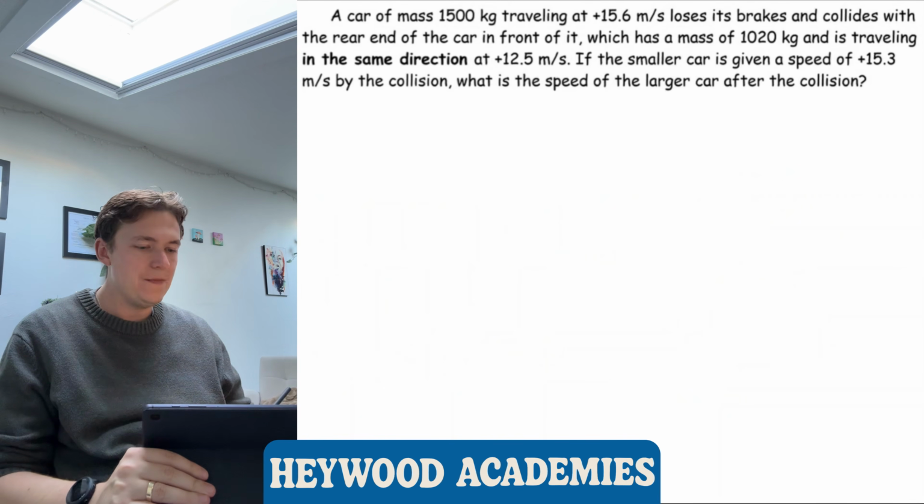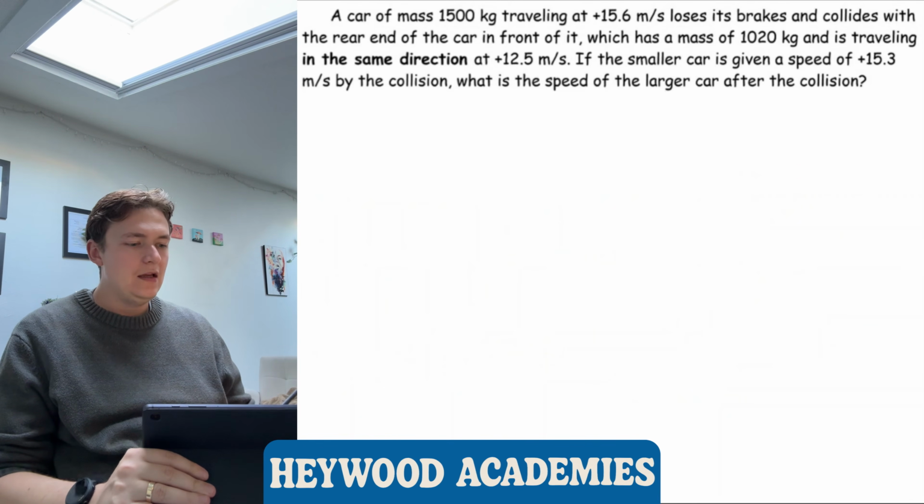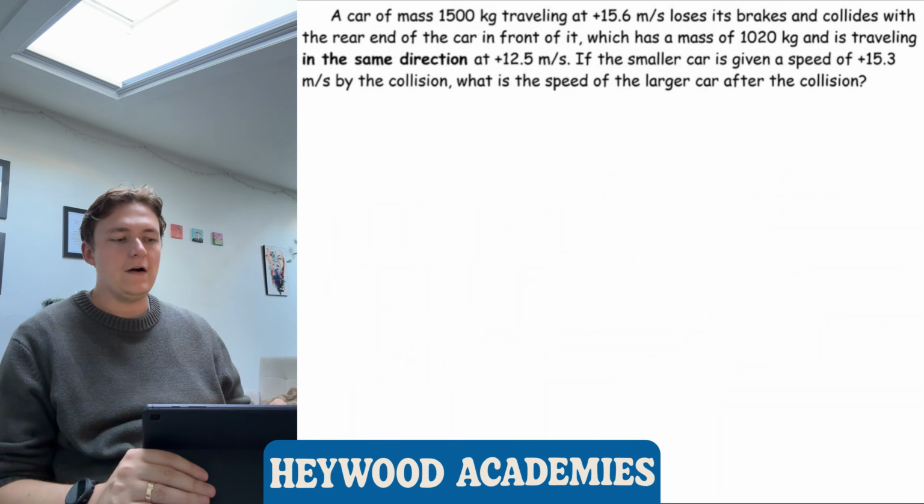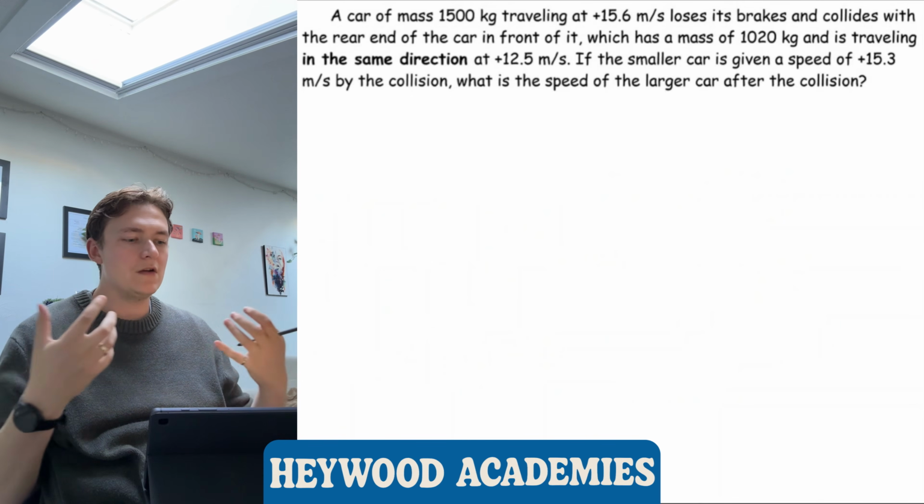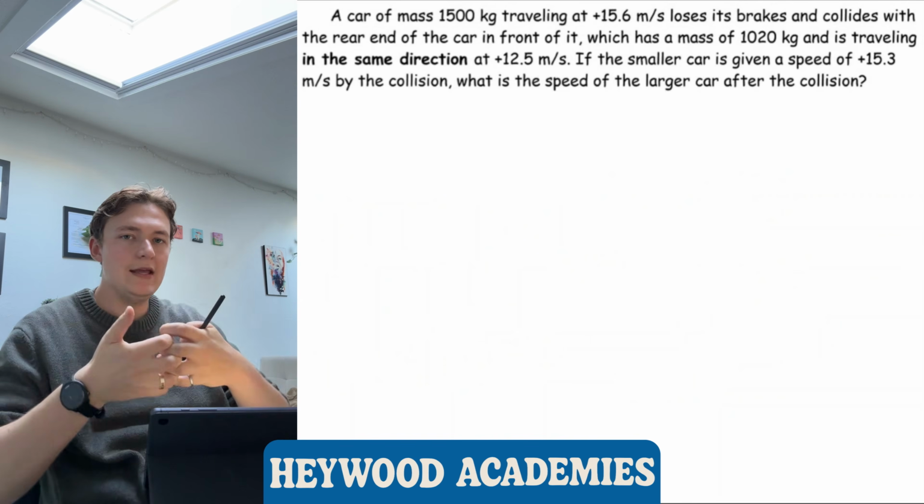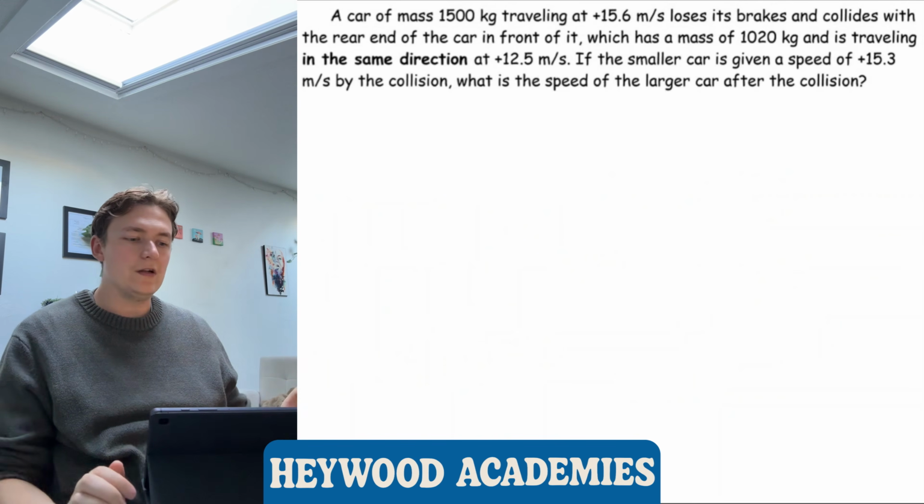We've got a car with a given mass and a given speed, which collides with the rear end of the car in front of it, which also has a given mass and a given speed. If the smaller car is given a speed of 15.3 by the collision, what is the speed of the larger car after the collision? Okay, so this is a bit different than the problems we were just doing, because in this collision, instead of the cars crashing into each other and sticking together as a unit, they're sort of bouncing off each other a little bit.